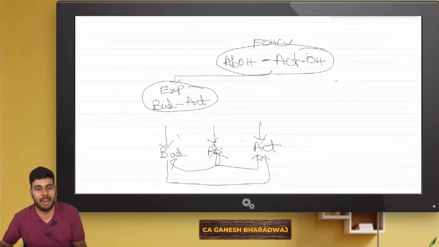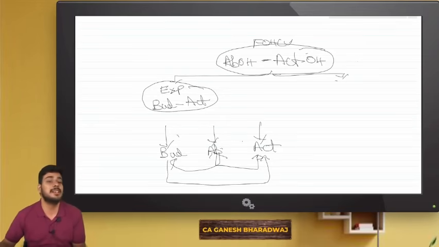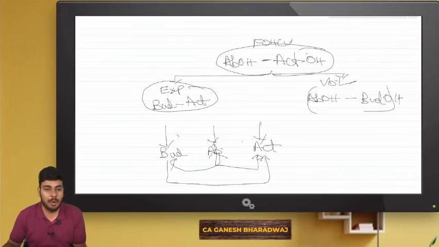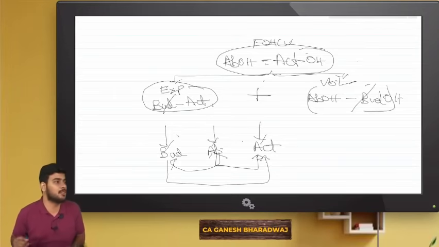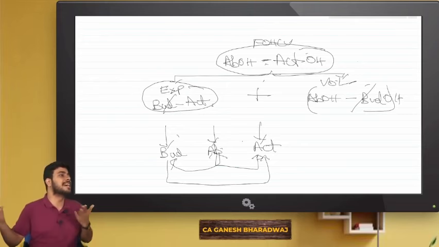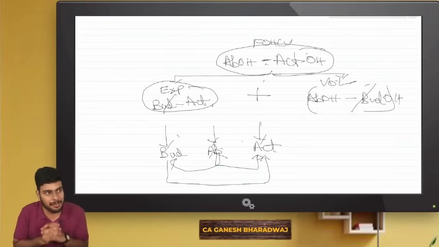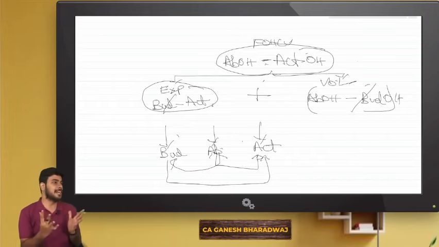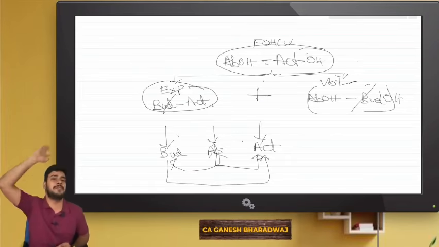And that is called the fixed overheads volume variance. What is volume variance? Very simple. Absorbed overhead minus budgeted overheads. Why, sir? Why should we do like this? Only then, if you add the two, budget will get cancelled and you will get absorbed overheads minus actual overheads. It's a balancing figure. Guys, is it understandable?